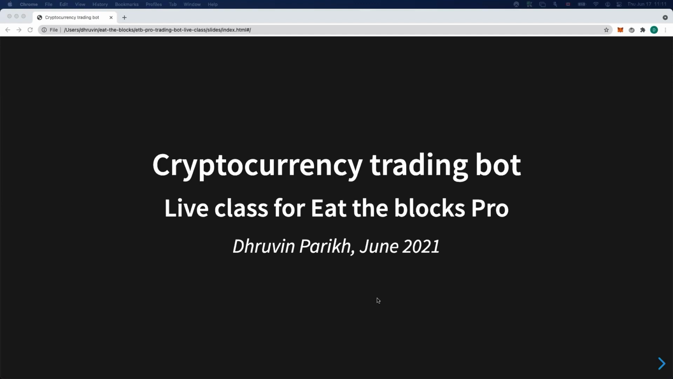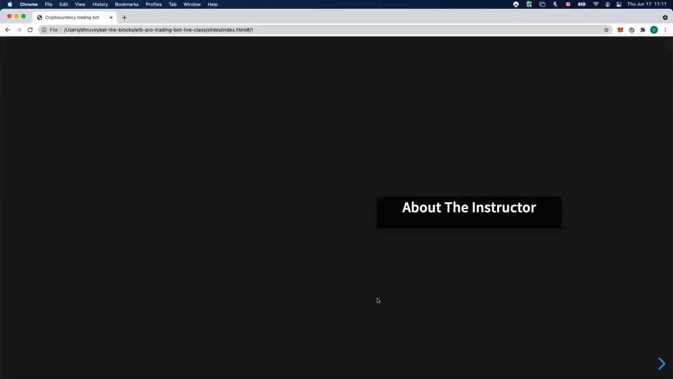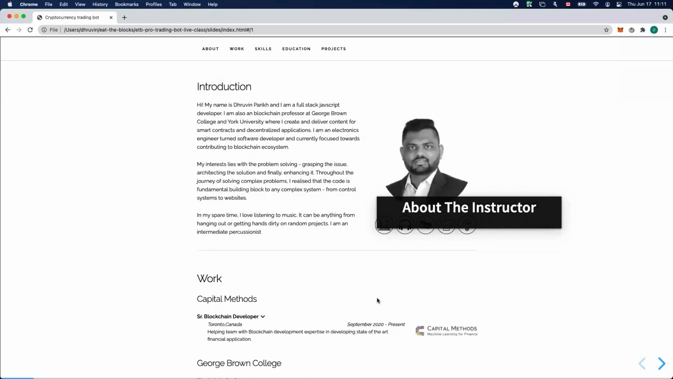However, as I said, we'll be covering some part of the finances that will be utilized while coding. So about me, my name is Dhruvin and I have more than 3 years of experience in the blockchain space. I'm currently a senior blockchain developer at Capital Methods, a startup company based in Toronto, and I'm helping them build a next generation yield optimizer platform that integrates with all the popular DeFi protocols across Ethereum and Polygon chains as of now.